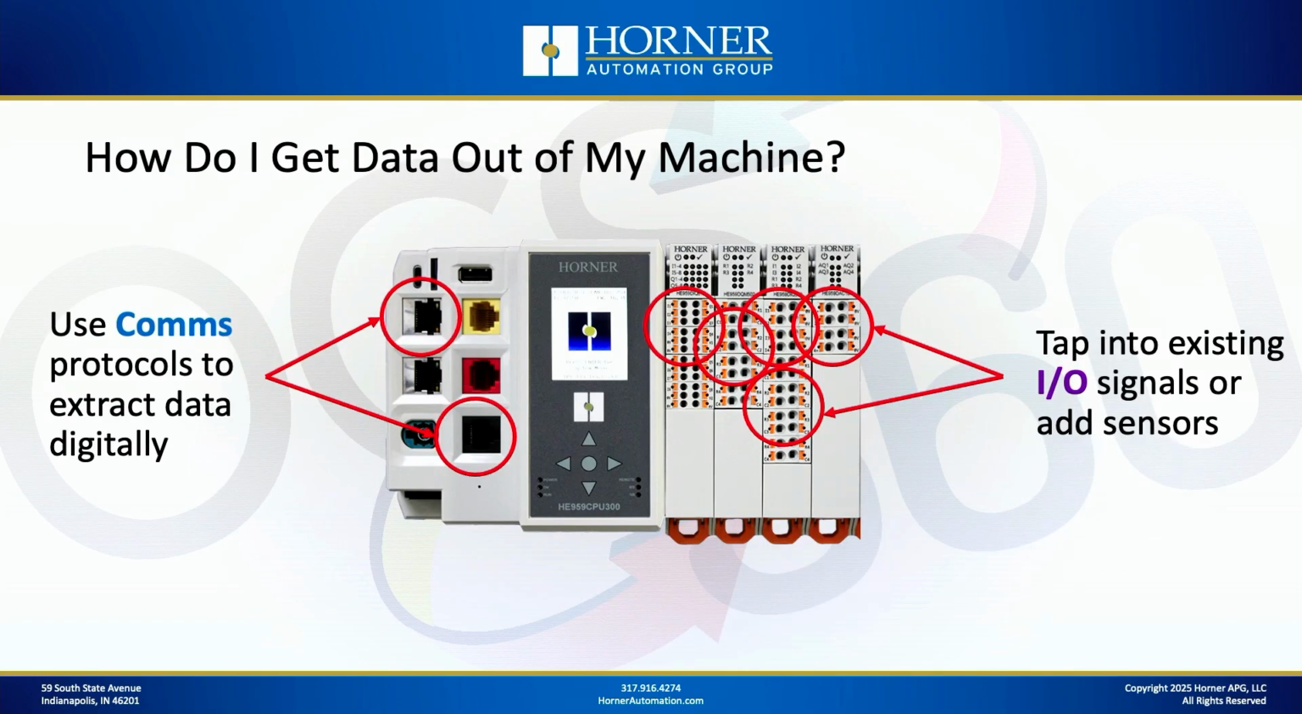Now, how are you going to get data out of this existing machine? Well, today we're going to talk about two primary methods. And again, this applies both whether you're talking about using an X5 Prime or using the modular CPU 300 or any other Horner product for that matter that's part of the Canvas, the Prime series. We're going to talk about grabbing data using communications, and we're going to talk about grabbing data using I/O. Those are the two primary methods we're going to talk about.